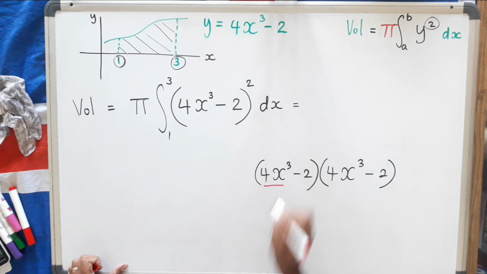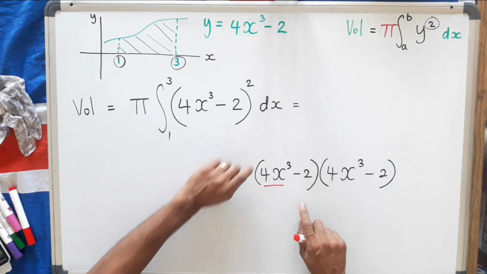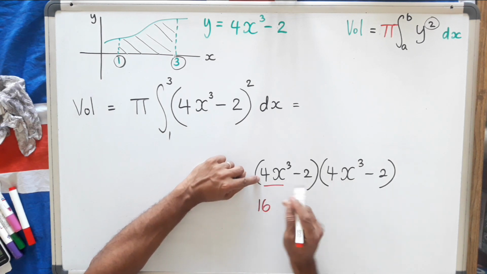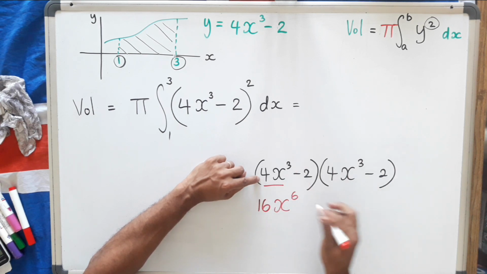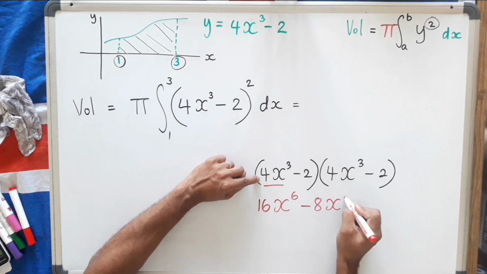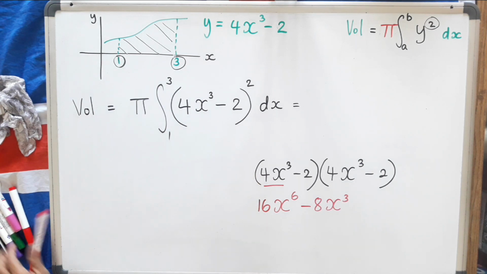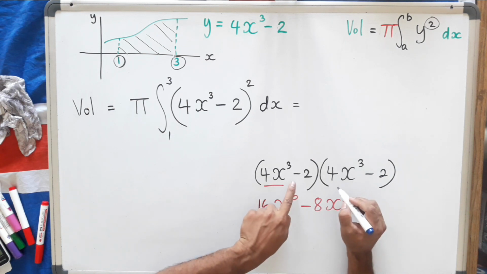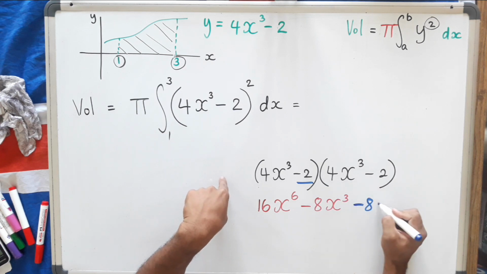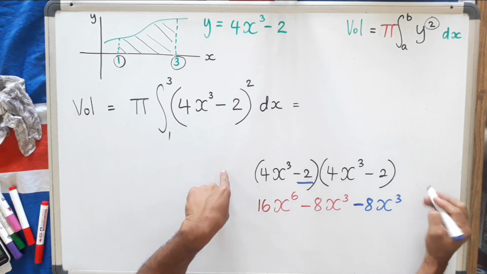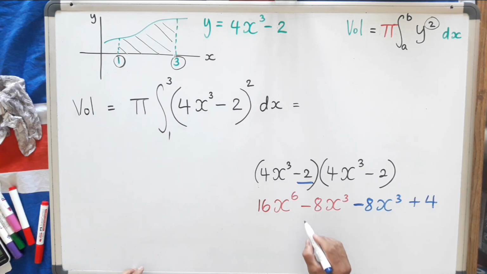So let's try this one. Let's do this one first. Multiply both of them by 4x cubed. 4 by 4 is 16. X cubed by x cubed is x to the power 6. 4x cubed by minus 2 is minus 8x cubed. I think I made no mistakes there. All right, let's try this one. Minus 2 by the 4x cubed is minus 8x cubed. Minus 2 by minus 2 is positive 4. You have a minus 8x cubed and a next minus 8x cubed. This could combine to give you a minus 16x cubed.